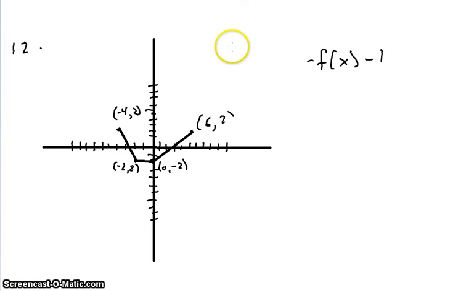Again, the negative in front means you're reflecting. This minus 1 means you're shifting down. So you reflect it across the x-axis, and then go down 1 more unit. Reflect it, go down 1 unit. Reflect it, and go down 1 unit. So my new graph looks like that.